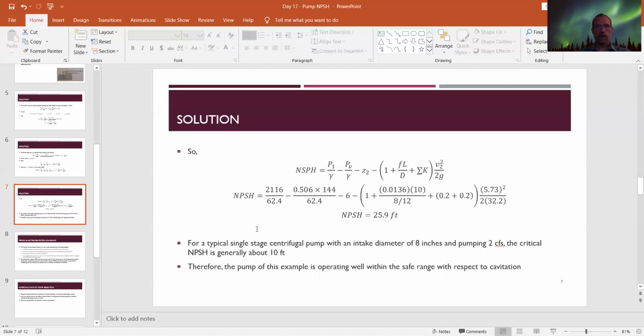Now normally, if I have a typical single stage centrifugal pump, intake diameter of 8 inches, pumping 2 cubic feet per second, critical NPSH or NPSH required is generally somewhere in the neighborhood of 10 feet. So this having an available net positive suction head of 25 or almost 26 feet is well above that required value of 10 feet. And so therefore, I shouldn't have any problems with cavitation in this example. If I had ended up with an NPSH less than 10, then that would be an issue, and that would not be a good place to put this pump. But since I have an NPSH that's well above the required value, this is definitely a good location to put the pump.